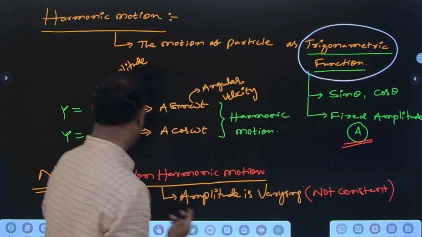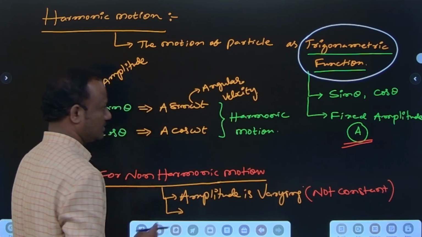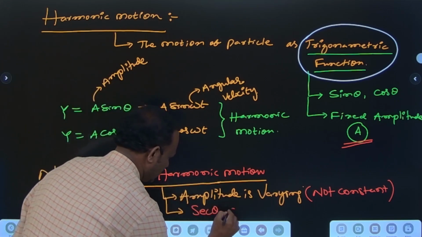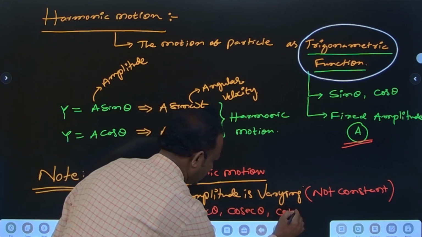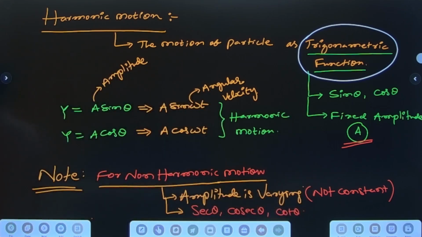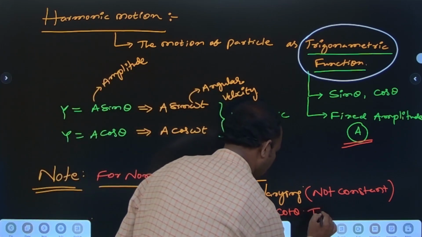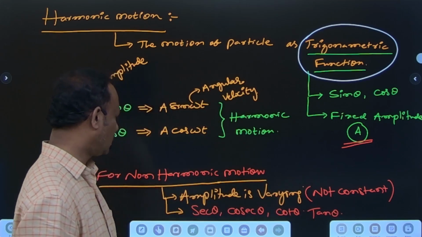So what trigonometric functions can be expressed? Sec theta, cosec theta, cot theta, other than this. So these are basically formed by sec theta, cosec theta, cot theta. The next one is tan theta. This is for non-harmonic motion.